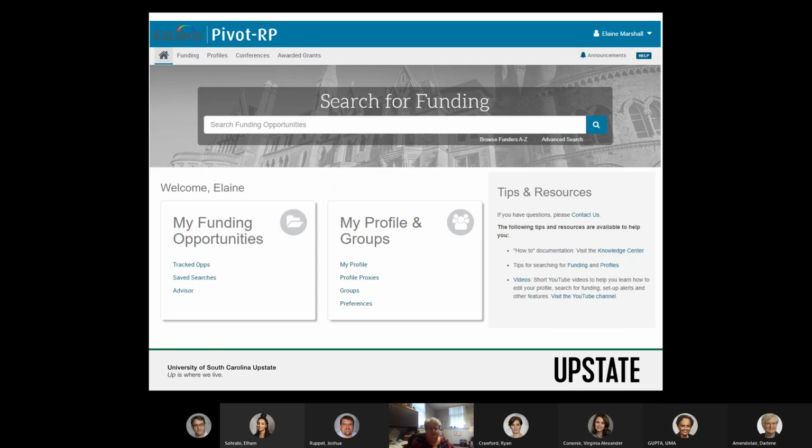Once you do, you'll come to the home page in Pivot, which looks like this. You'll see over on the left-hand side, you can search for funding opportunities. And one of the things that I want to talk about and why we promote Pivot is these saved searches right here. Once you get a search that you have tweaked and you've entered the right search terms, you can save that search, and Pivot will automatically send you an email every time new opportunities become available that fit your areas of interest. And you can save multiple searches.